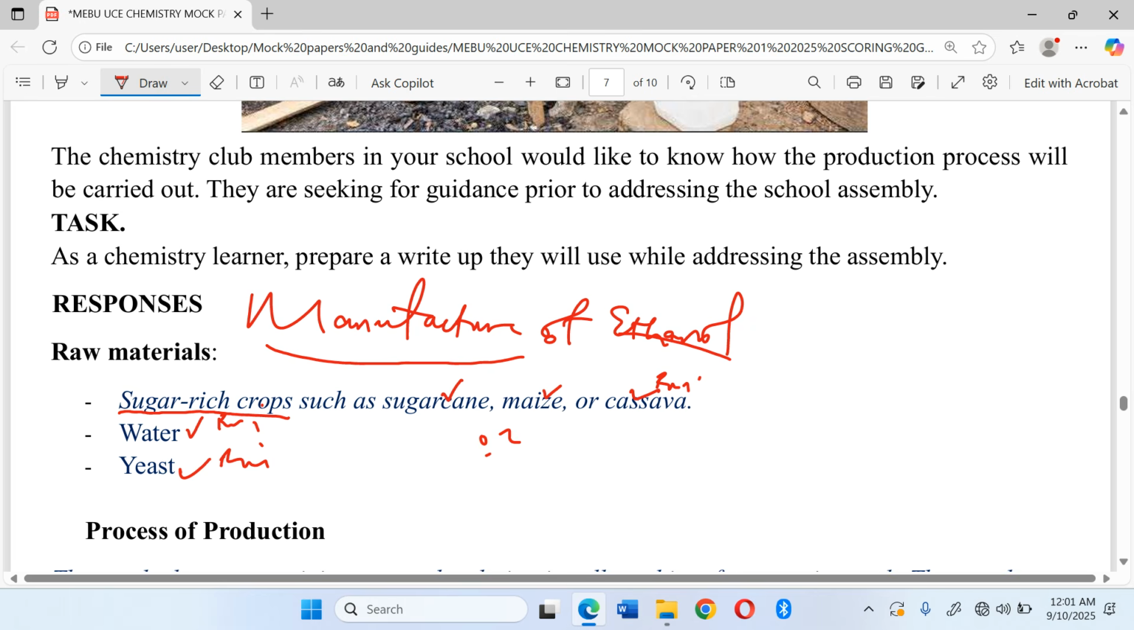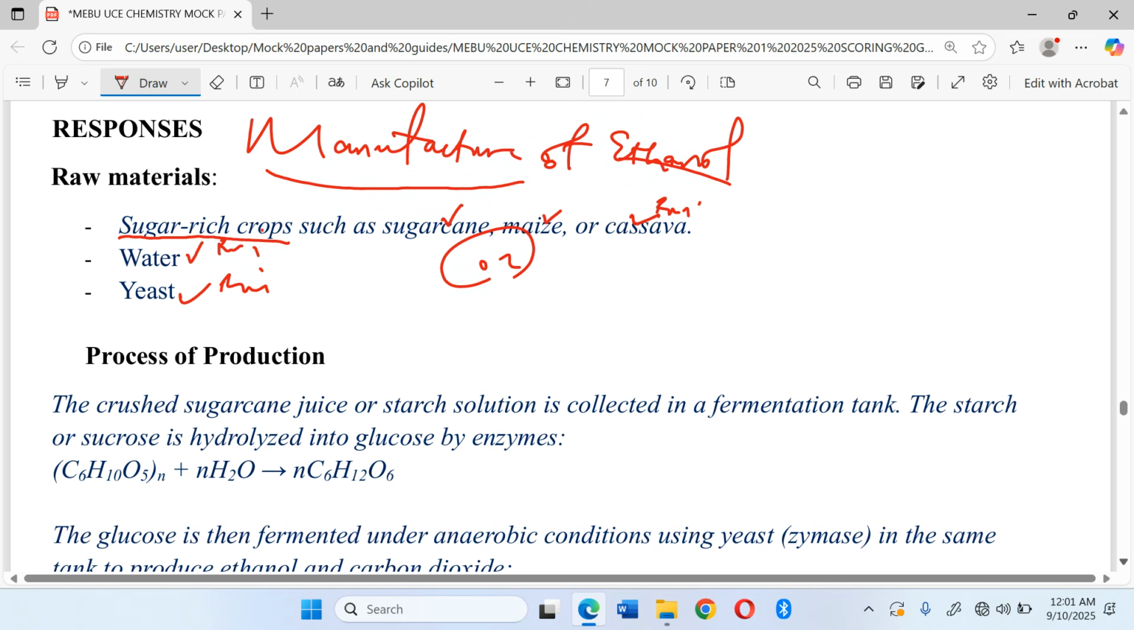As we said, the process of production does not change. You have to be coherent and include all the things that we have talked about in item 3. So in process of production, we are saying that the crushed sugar cane. For us, we are using sugar cane among these ones. The crushed sugar cane juice or starch solution is collected in the fermentation tank. That is just a physical process, in the fermentation tank, that is the vessel.